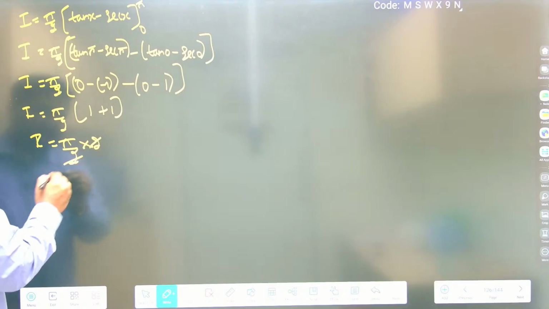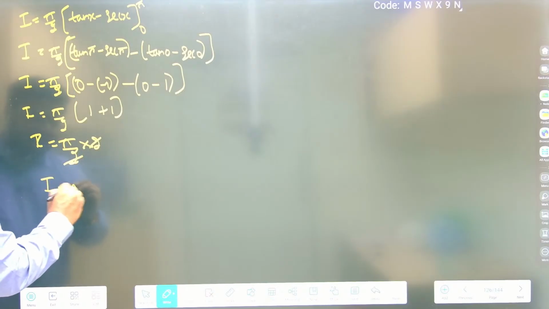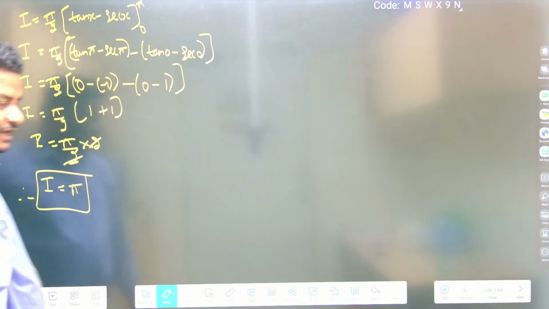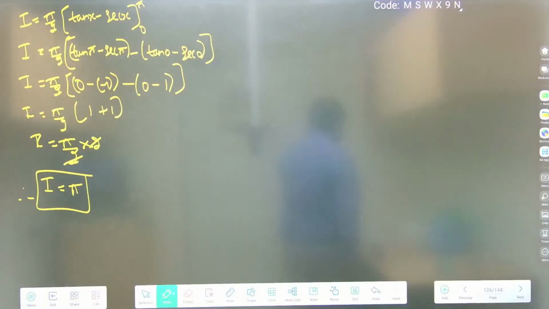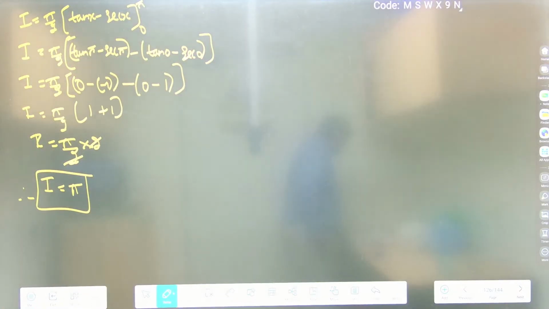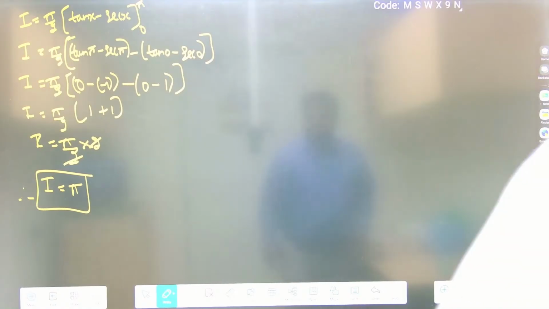So 2 and 2 cancel, I will have what? Pi. This is the final answer to this question, friends. Therefore I is equal to pi is the final answer to this question. Let me check once. Therefore I is equal to pi. So this is the right answer to this question, friends.